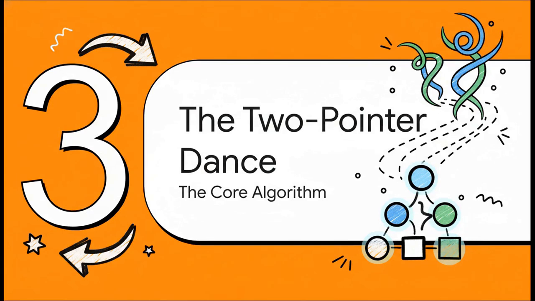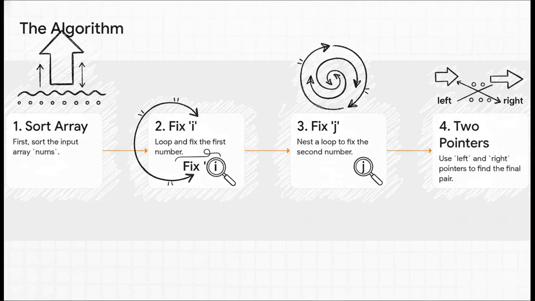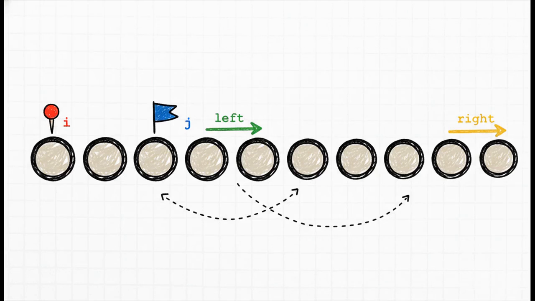This is where we get into the nuts and bolts, the core of the algorithm, which has this kind of cool name, the 2-pointer dance. The whole thing really boils down to these 4 steps. First, and you can't skip this, we sort the array. That sets the stage for everything. Then we start looping. We fix our first number, let's call it i, then we fix our second, j. And for every single one of those pairs, we unleash our 2 pointers to search the rest of the array super efficiently.